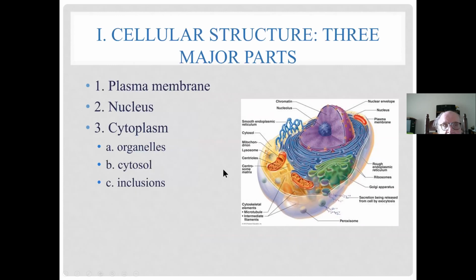The major structures of the cell are the plasma membrane, which is the barrier around the cell. And it's a very specific barrier. If we didn't have that barrier, then anything that wanted to go in and out of the cell could do so, and before long, the cell would rupture and die or swell up and die, okay?